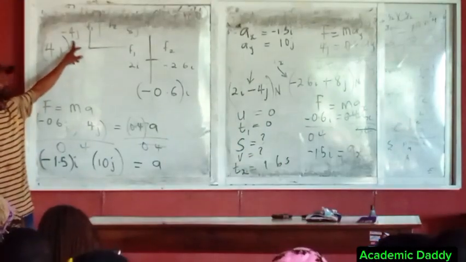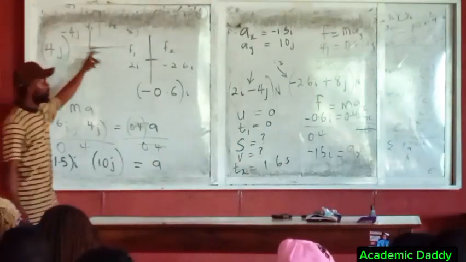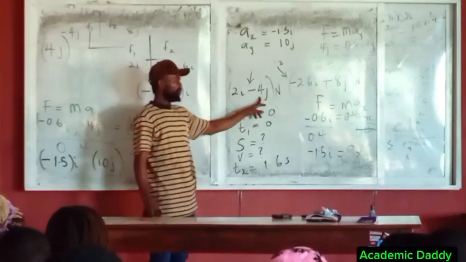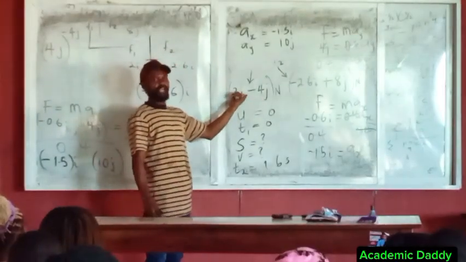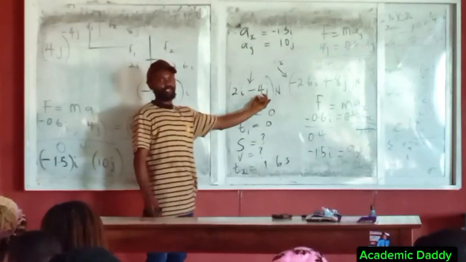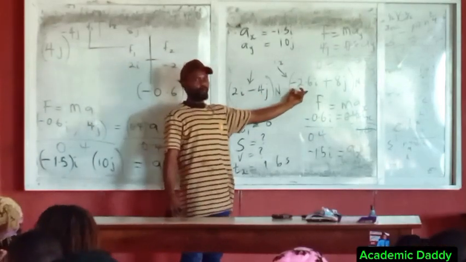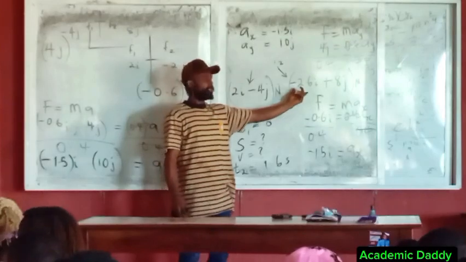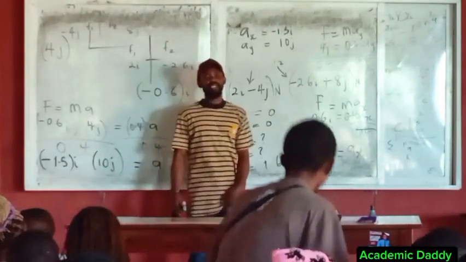Is it this one? Okay, this one. Yes, this one means 2 in the x-axis, 4 minus 4 in the y-axis, 2.6 in the x-axis, and this one is 8 in the y-axis.